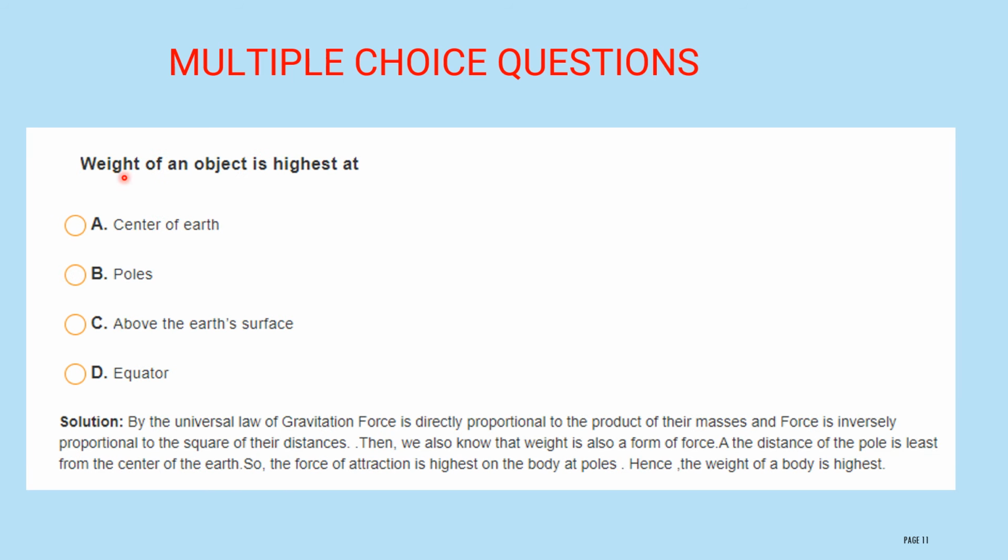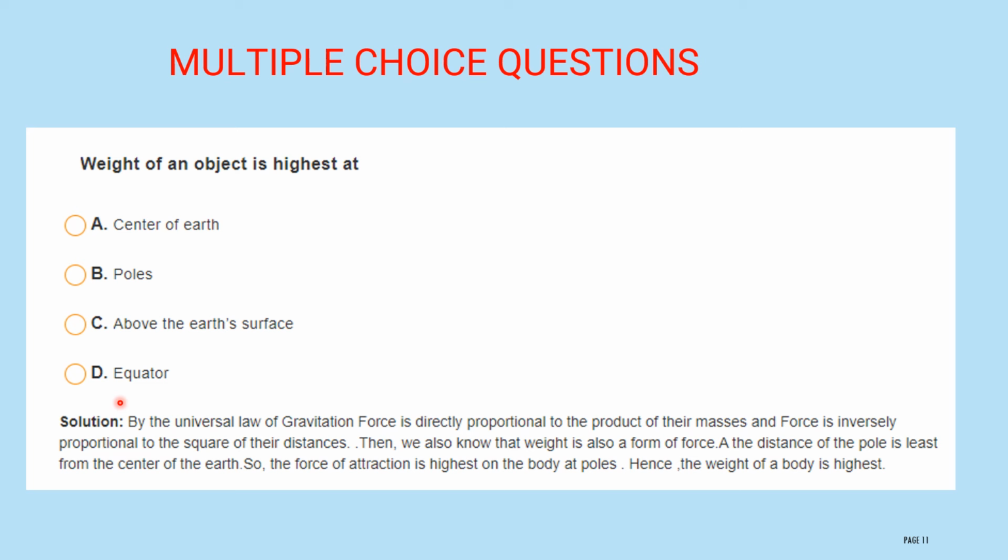Next question: weight of an object is highest at option A, center of the Earth; option B, poles; option C, above the Earth surface; option D, equator. Weight of an object is nothing but how much gravitational force the Earth is exerting on a particular object.